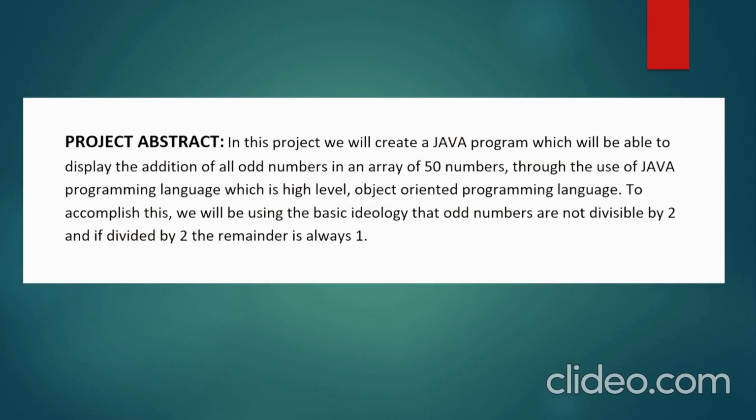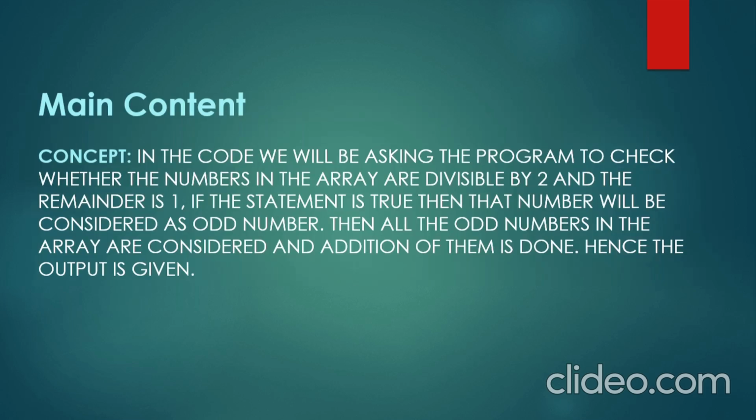Next point is project abstract. In this project we will create a Java program which will be able to display the addition of all odd numbers in any array of 50 numbers through the use of the Java programming language, which is a high level object oriented programming language. To accomplish this, we will be using the ideology that odd numbers are not divisible by 2, and if divided by 2 the remainder is always 1.